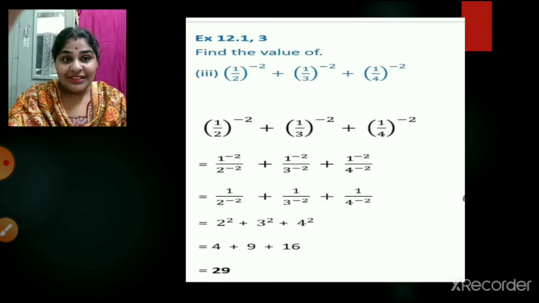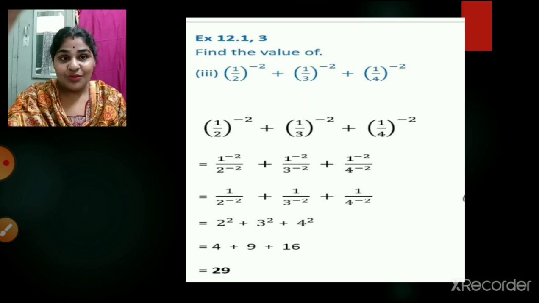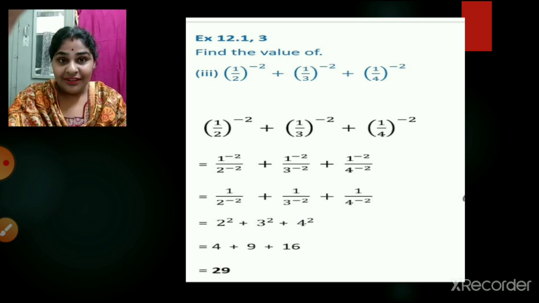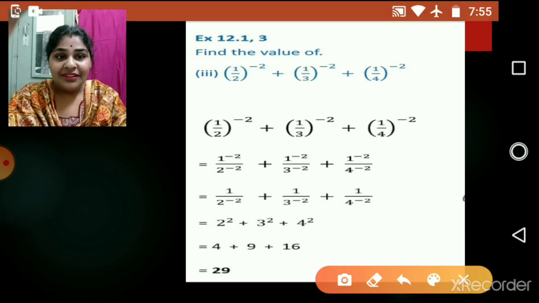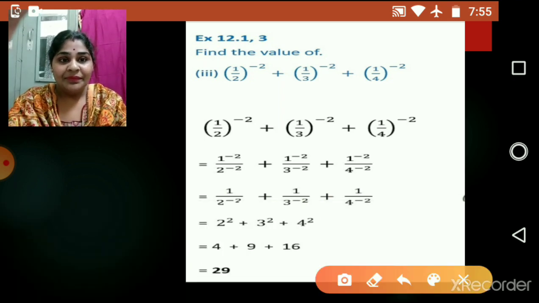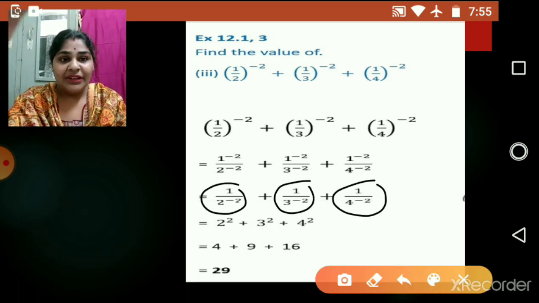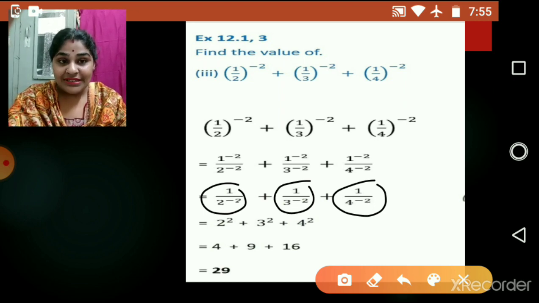Now if you remember children, this sum we have already done, that is 12.1 third one, in the last session. Here we have followed this method, that is it was 1 upon 2 whole raised to negative 2 plus 1 upon 3 whole raised to negative 2 plus 1 upon 4 whole raised to negative 2. We first separately wrote the power to the numerator and the denominator, right? And 1 raised to anything is 1, so all the numerators here you can see are now 1. And the denominator was then converted into the positive exponent.